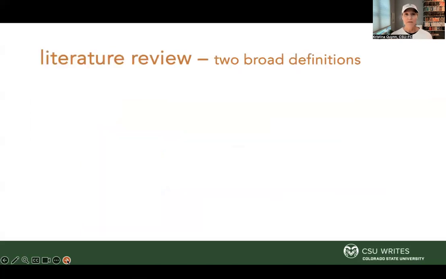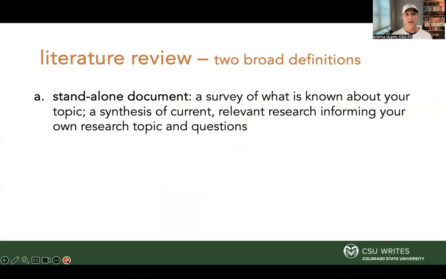The two types of literature review that are most common. One, we often talk about it as just a review. It could be a standalone document, a survey of what's known about your topic, or a synthesis of current relevant literature and research that's informing your topic and questions. And when we were talking earlier about scope and whether a document is in your scope or out, is it something that topically works with your topic and questions, or doesn't it?